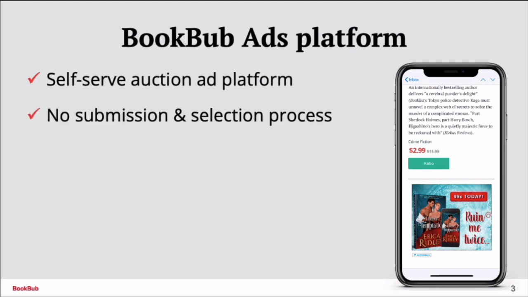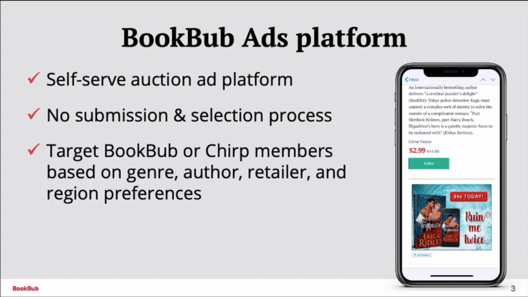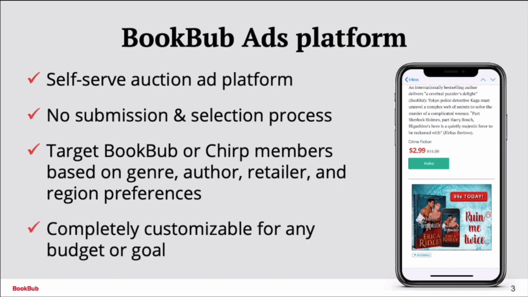Unlike our editorially curated deals on BookBub and Chirp, there's no submission and selection process for these ads, so any author or book marketer can use this tool to promote any book at any time. The BookBub Ads platform is our most flexible promotional tool, with narrow targeting options that allow you to reach specific audiences based on author interest or retailer preference. And that flexibility and customization allows you to run campaigns to support any book marketing goal, and to reach readers whether you have $50, $500, or $5,000 to spend.